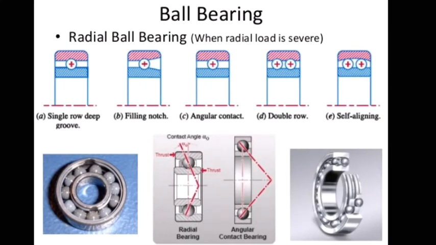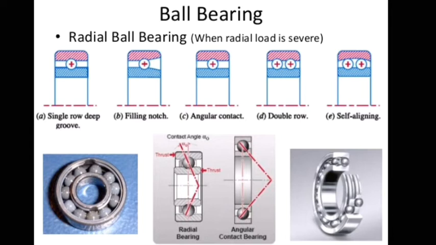Ball bearings are again classified into different types based on the arrangement of balls between the inner and outer rings. The first one is the single row deep groove ball bearing. In these bearings, the races are offset and the maximum number of balls are placed between the races. These types of bearings are used where high running speeds are required and to carry high loads.